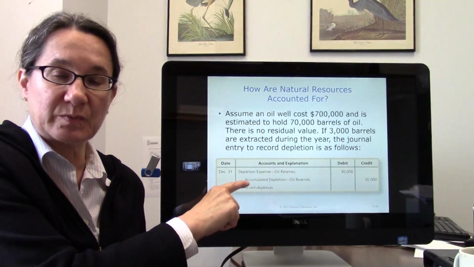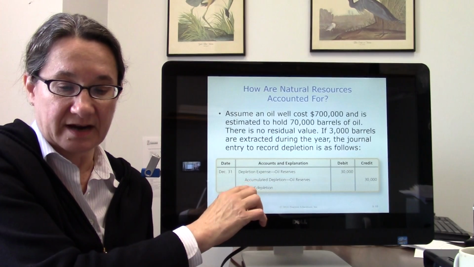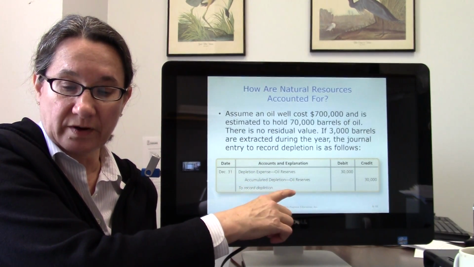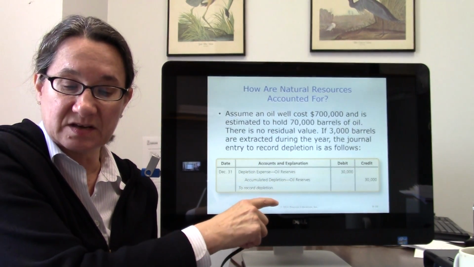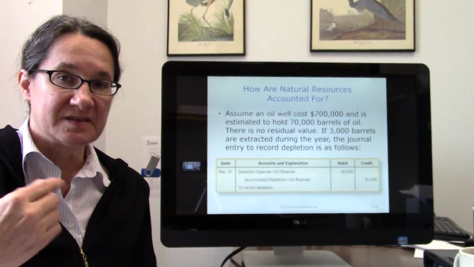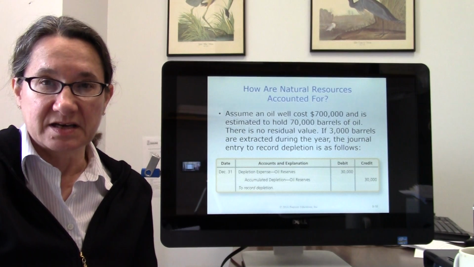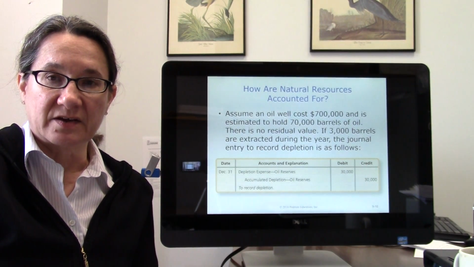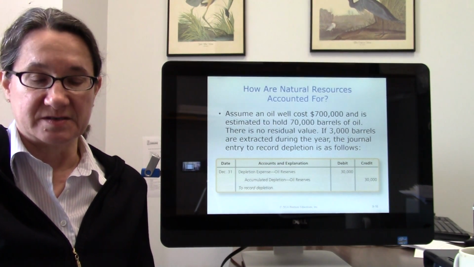So it works a lot like depreciation, but we call it depletion, right? Depletion expense, oil reserves, accumulated depletion, oil reserves. So a lot like depreciation, but it's not quite the same thing. But typically you calculate it on the units that are being used up.